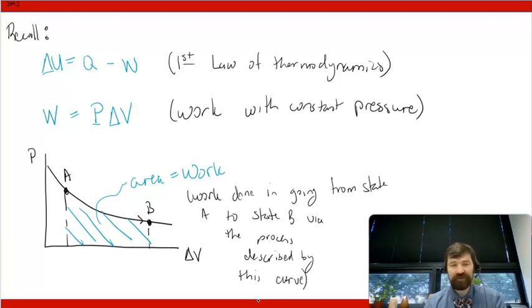For example, it may be that the process is instead isobaric, like so, and then same volume for the rest. And the word, by the way, for same volume is isochoric. So this kind of leads me to the basic thermodynamic processes that we might look at today.